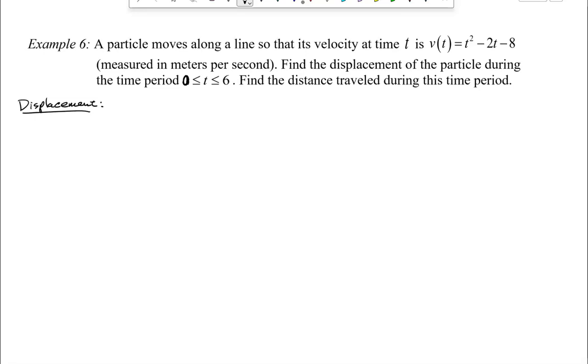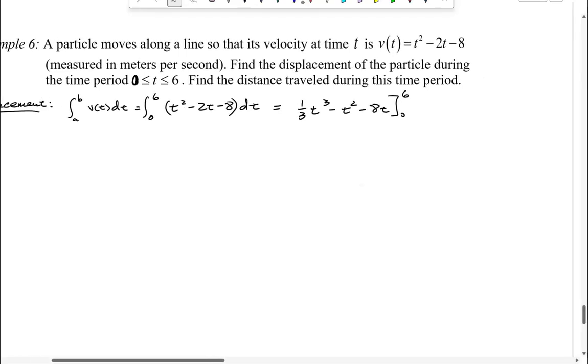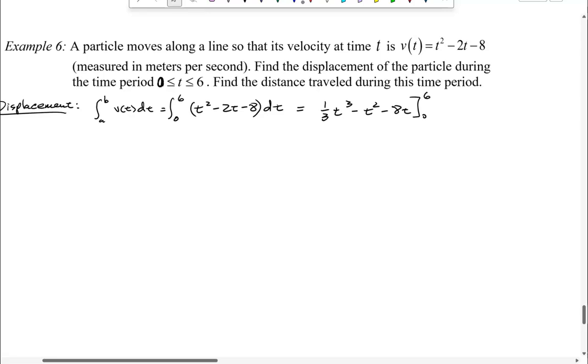And from what we saw above, all we have to do here is integrate from a to b the velocity function dt, with respect to time, that is. And so we're going from 0 to 6: the integral of t squared minus 2t minus 8 dt. So we integrate this. I believe we have an antiderivative of 1/3 t to the third minus t squared minus 8t, evaluated from 0 to 6. You can pause the video and double check that I did that correctly by taking a derivative.